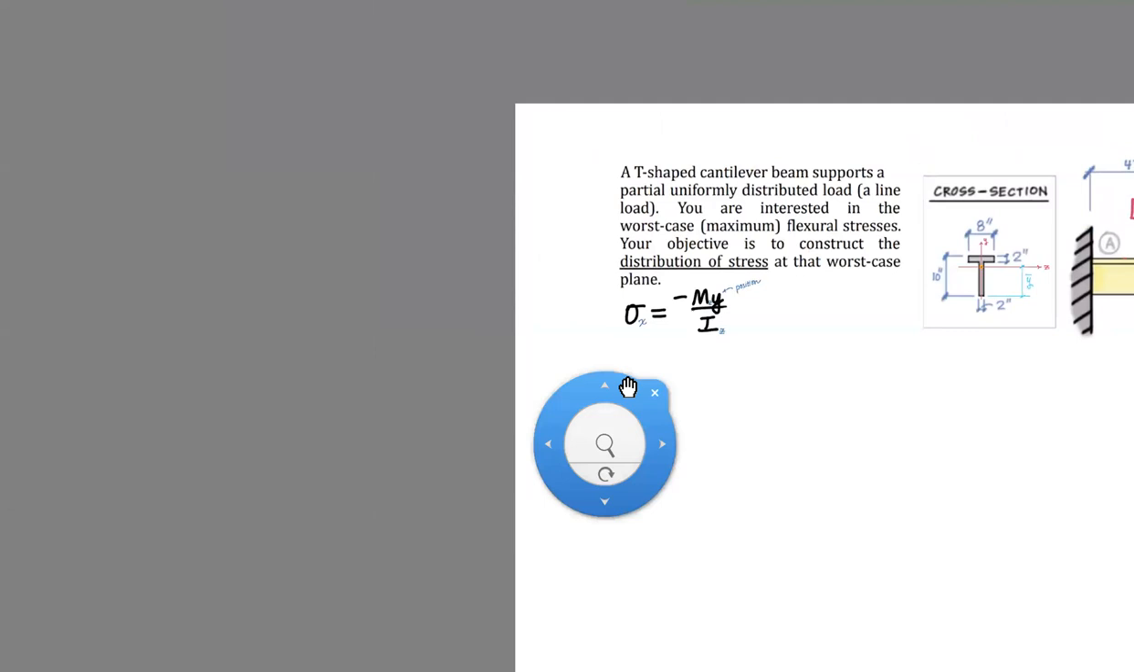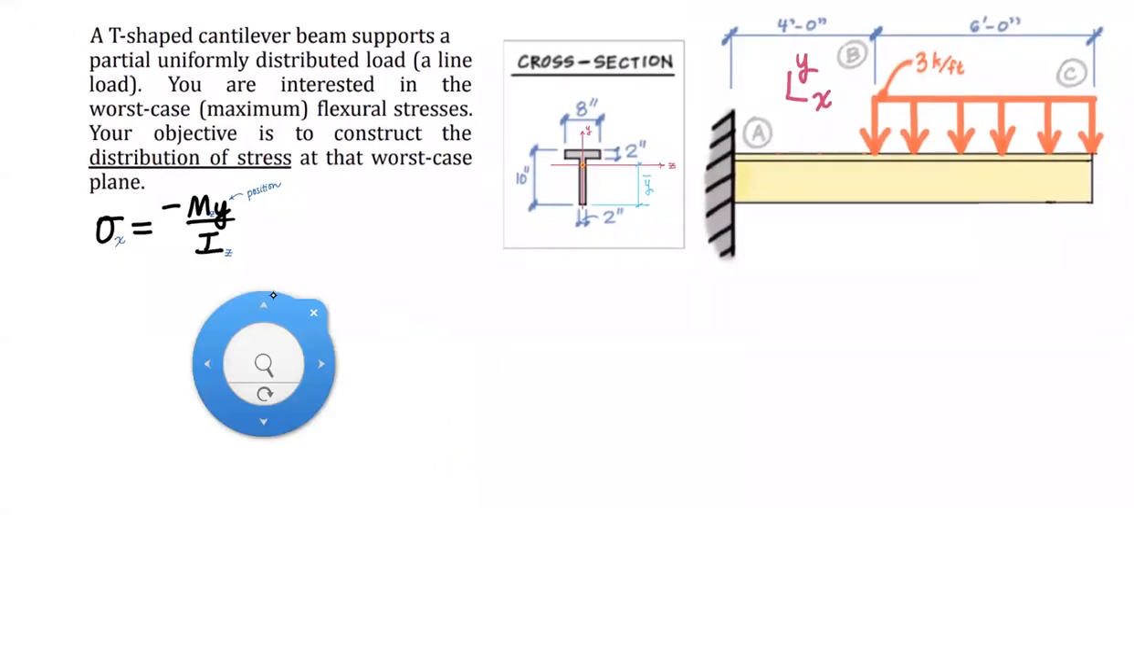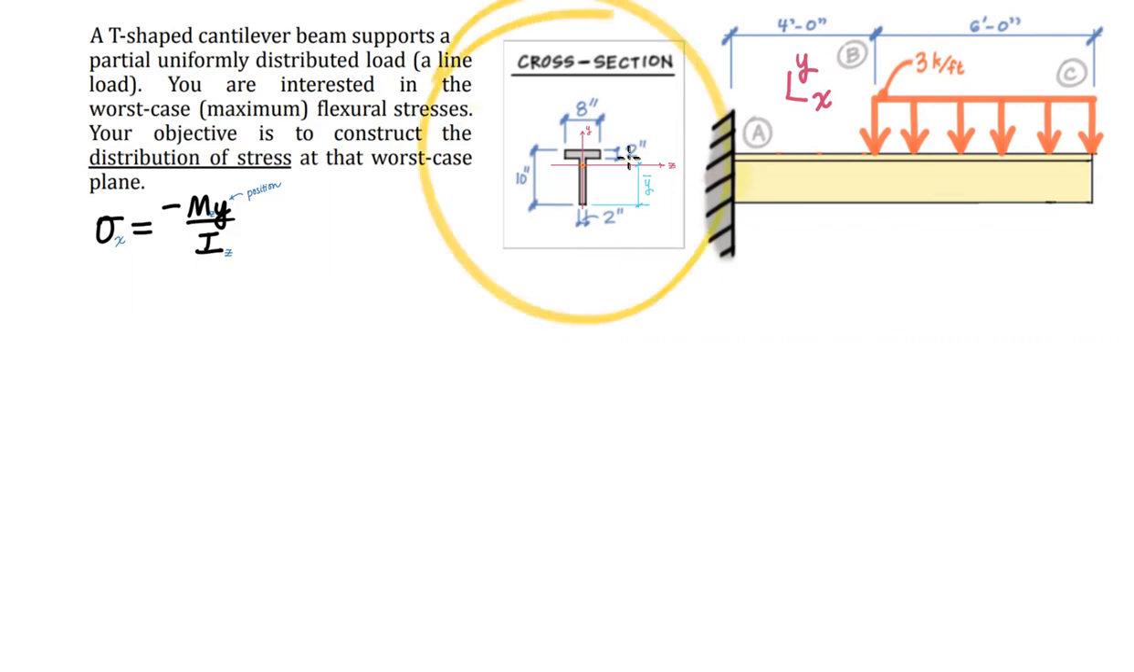Okay, I think we are ready to hack at this problem. So we have to do a few things in order to get to this equation. We need to do some analysis on the cross section. We need to figure out Y bar. We need that because we need I sub Z. All that's going to go together.